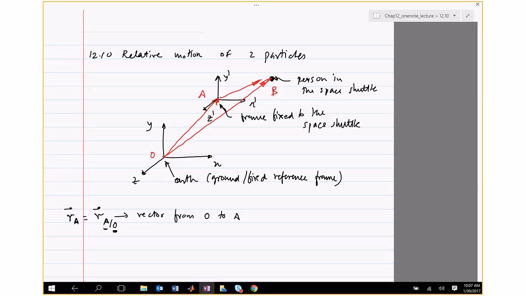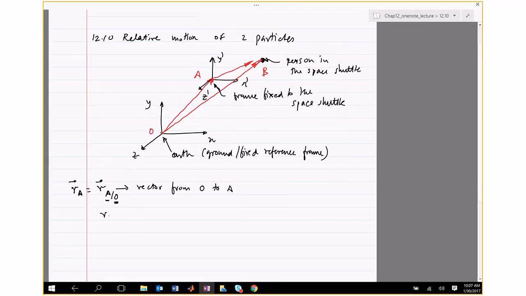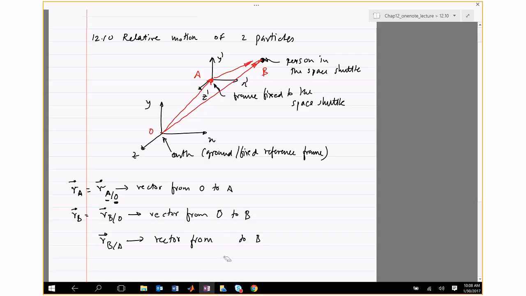So this vector, as you can see, the arrow points from O to A. Similarly, RB is RB with respect to O, and it's a vector from O to B, and finally there's a vector from A to B, and in this case I will keep the A in place because the vector is now not from O but from A.